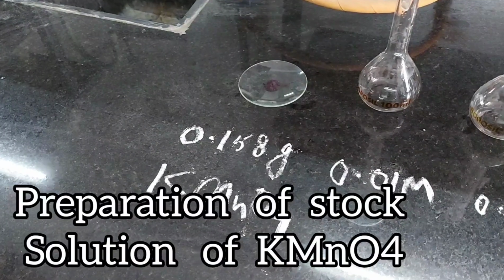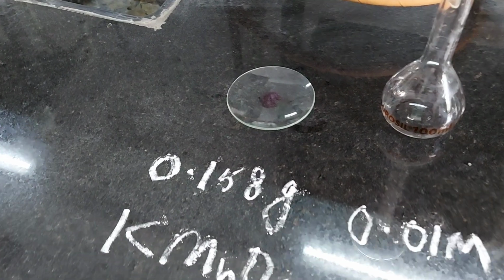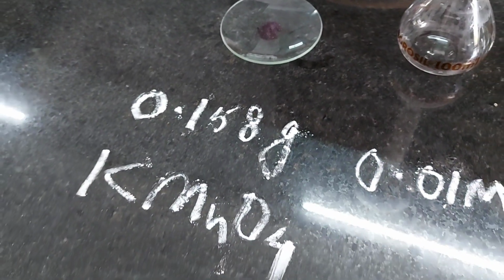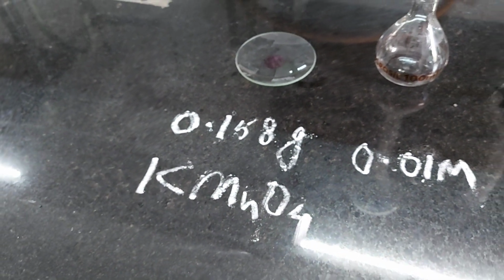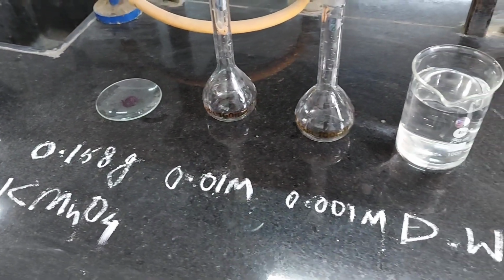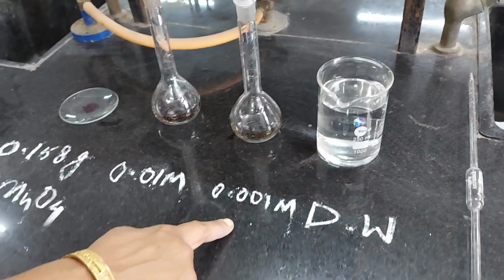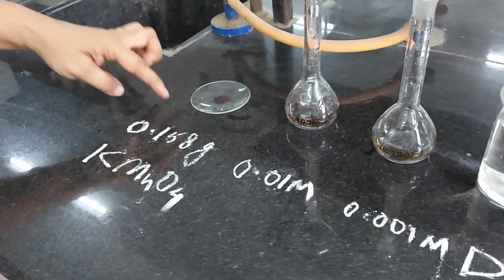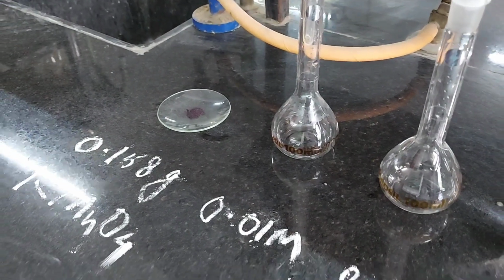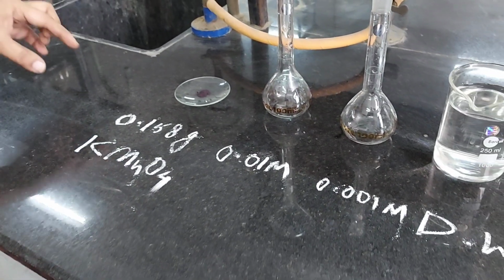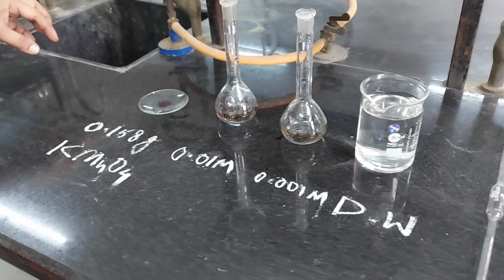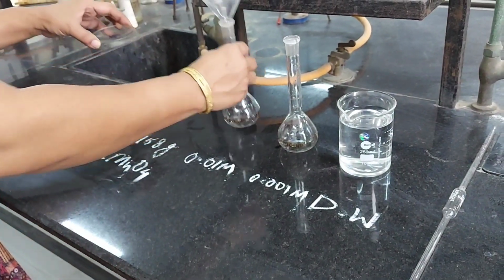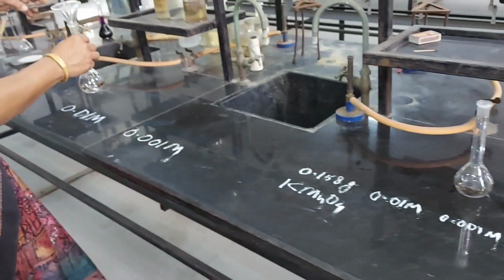The first part of this experiment is to prepare the stock solution of KMnO4, because the concentration of solution that we need is 0.001 molar, which is a very dilute solution, and for preparing this 0.001 molar solution we need 0.0158 gram, and to take the weight of 0.0158 gram is difficult and we won't be able to prepare a proper concentrated solution of 0.001 molar. So for this, first we are going to prepare the stock solution of 0.01 molar.